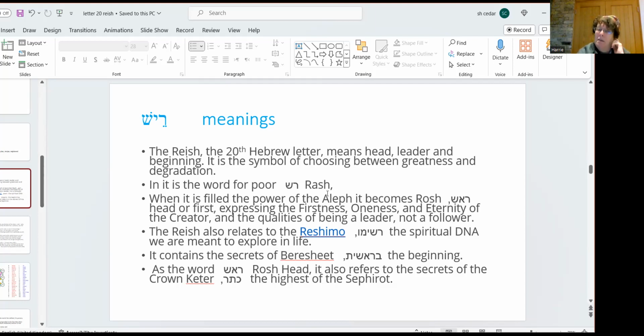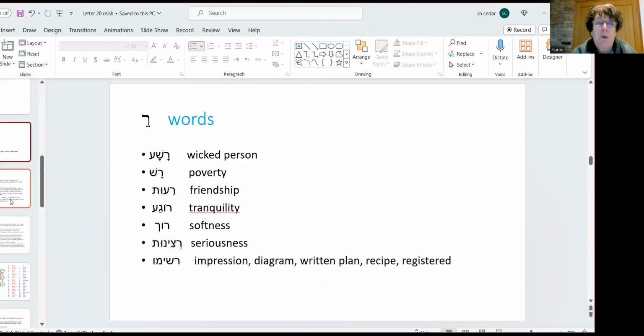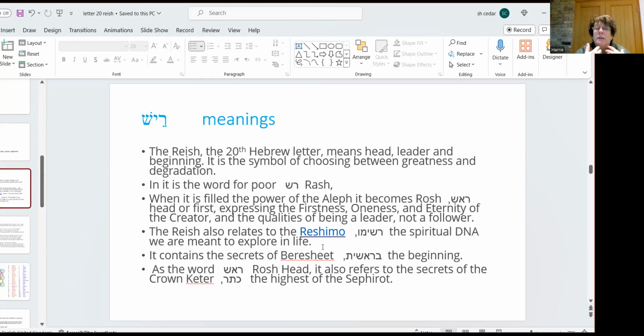But if you're a Rash, this poor person, or Rasha, even this really bad version of you, with a change of vowel, you can become a Rosh. And so a Rash, this poor person, becomes a Rosh with this great idea. And Reshima, the word I was talking about before, impression or diagram, is also a Resh word that is about our spiritual DNA, what we're meant to explore in life. We are all made in the expression of God, the likeness. And so we should be exploring this all the time.